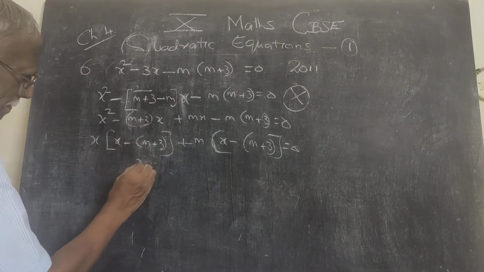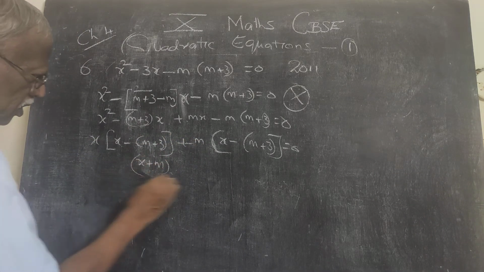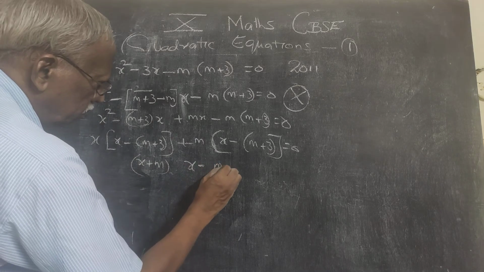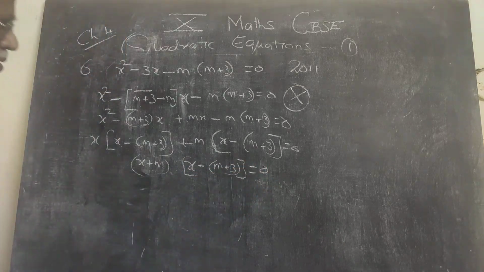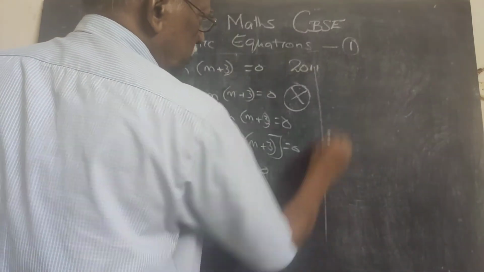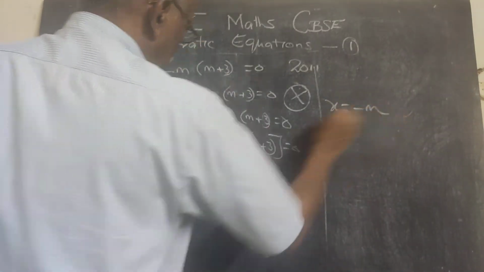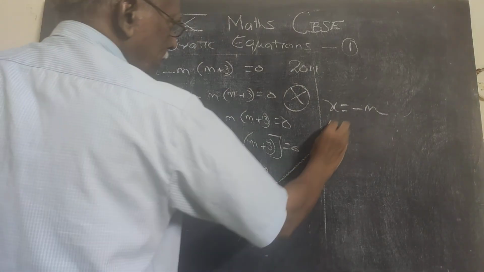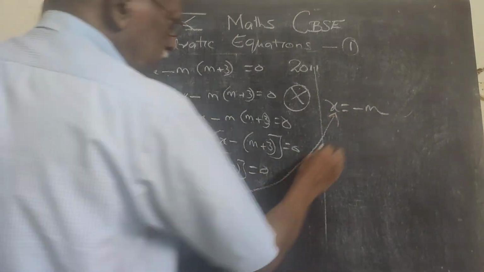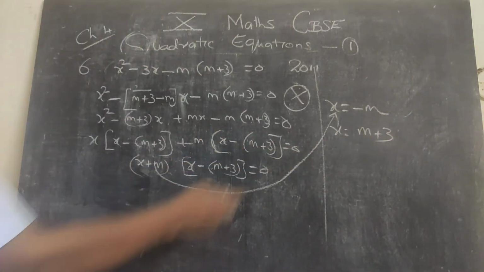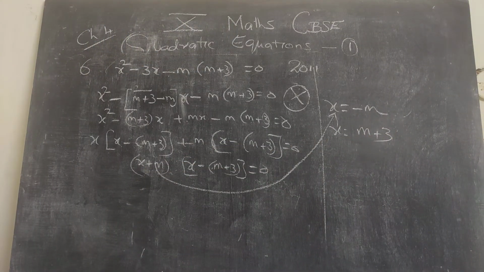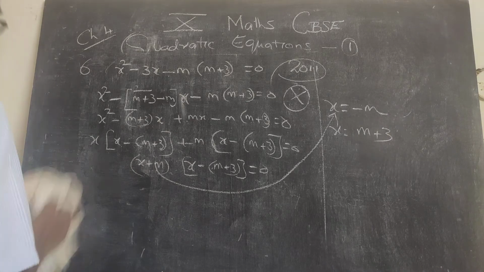So x plus m and x minus of m plus 3 equal to 0. X plus m equal to 0, therefore x equal to minus m. And x minus m plus 3 equal to 0, therefore x equal to, the minus goes there, therefore m plus 3. So it's a nice problem asked in 2011. Now we'll go for the seventh problem.